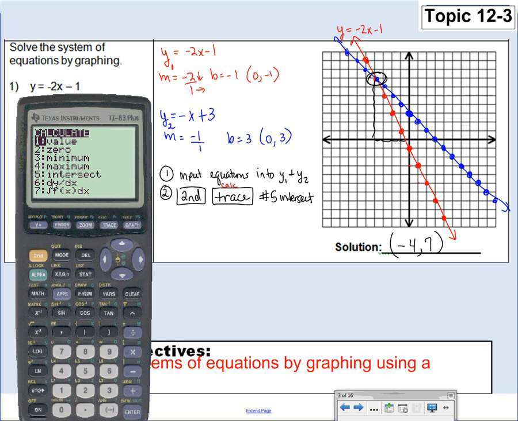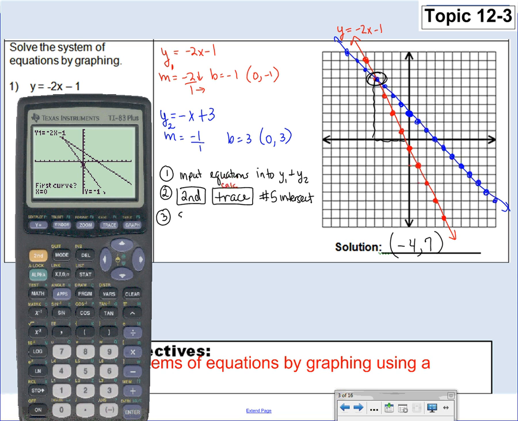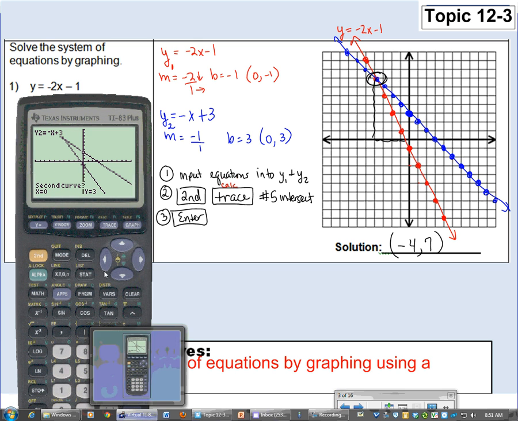Because we are telling it we want to find the intersection. So we'll hit number 5. Notice when you hit number 5, it now asks what's your first curve. We'll look up and see y1. That's the first curve that we entered, and we'll press enter. It's saying, yes, that is my first curve. So press enter. Now it's asking second curve.